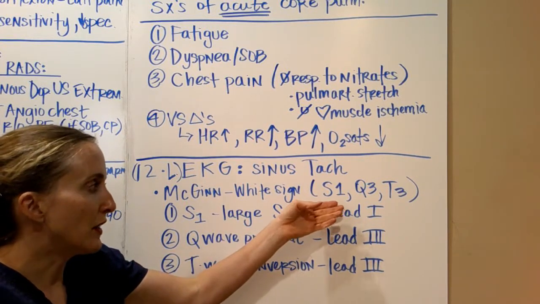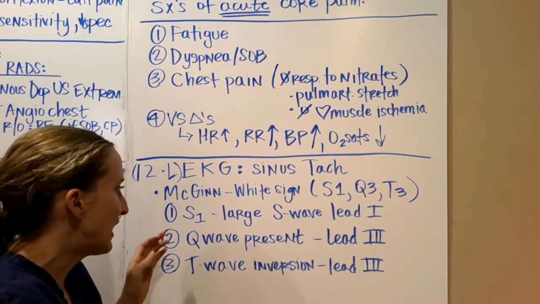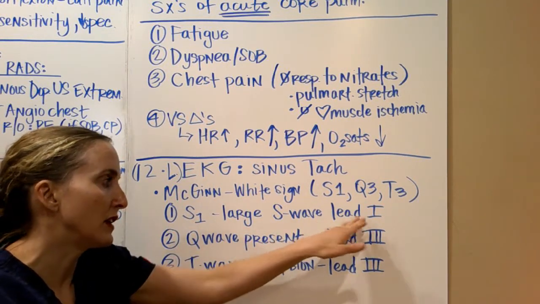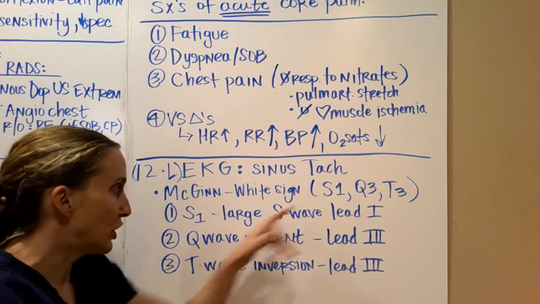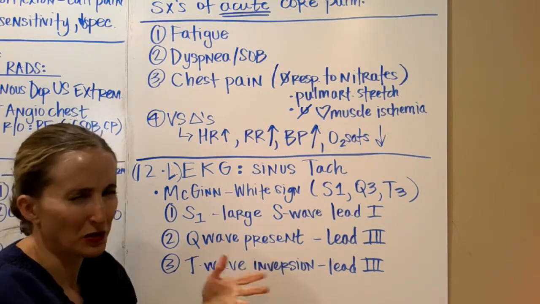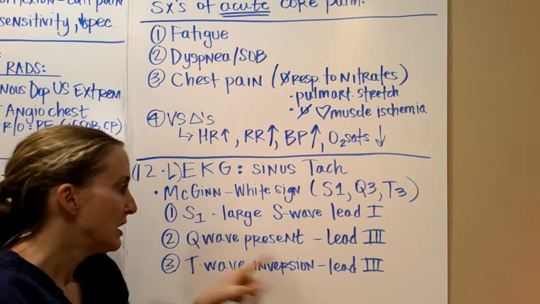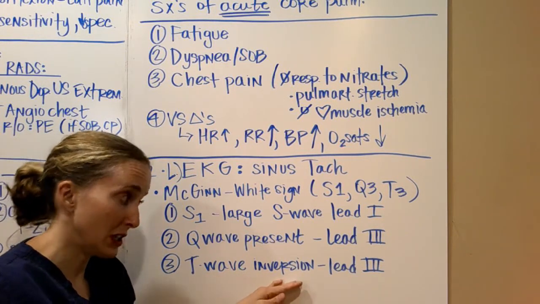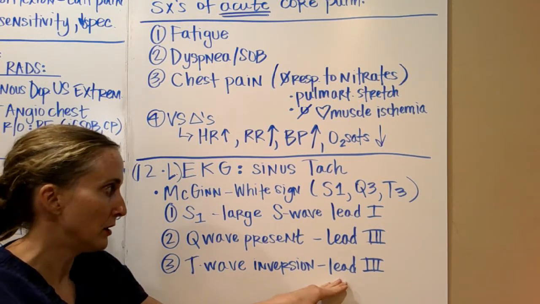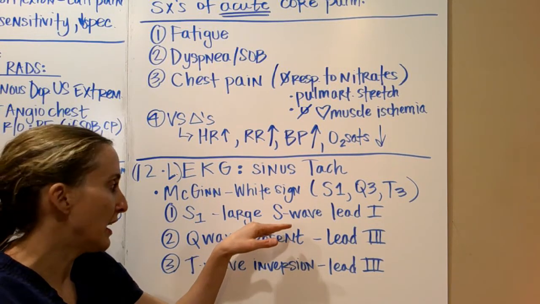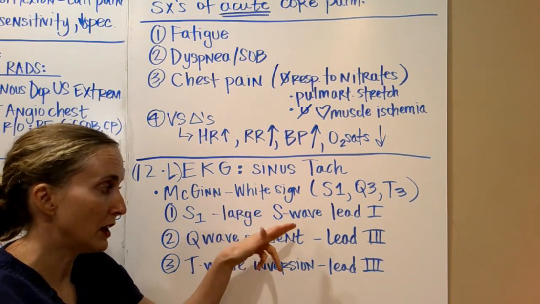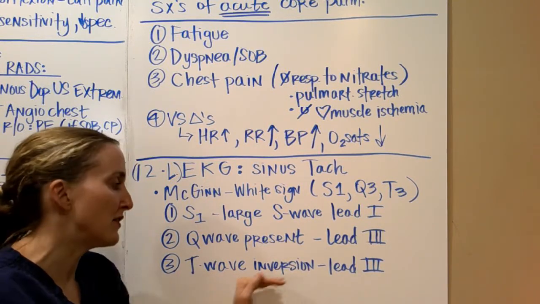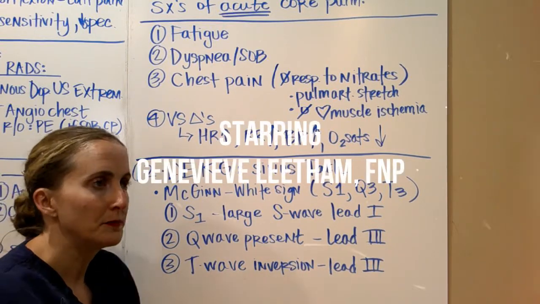It's also called the S1Q3T3 sign. And that's because in S1, you have a large S wave in lead 1. Then the Q, you have a Q wave present, because normally prominent Q waves aren't supposed to be present, and that will be present in lead 3. Then you have a T wave inversion, and that's also present in lead 3. So you have a really large S wave in lead 1, a Q wave present in lead 3, and T wave inversion in lead 3 as well. And that's it.